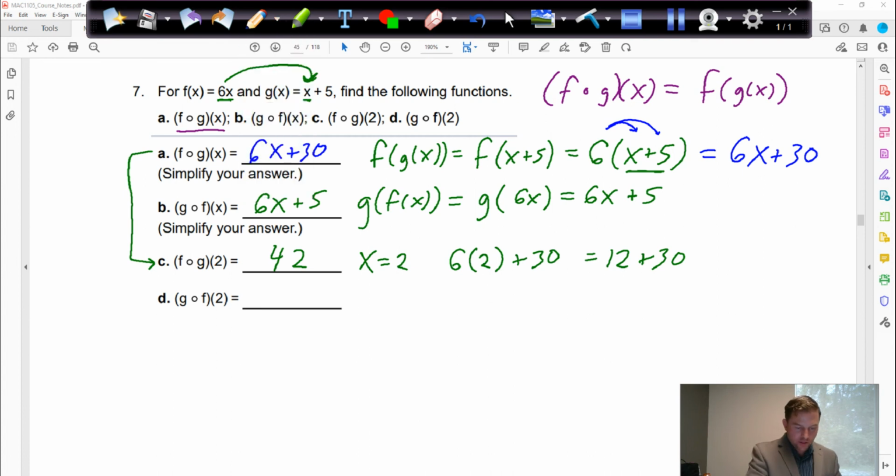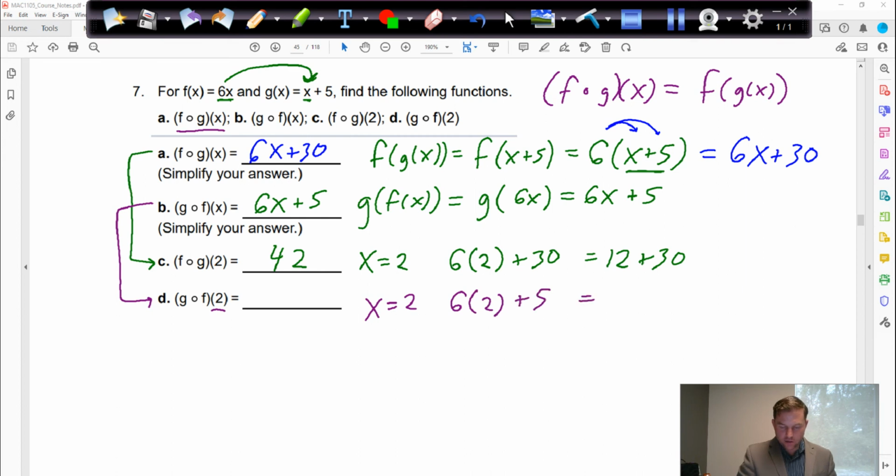Last one is going to use this answer here. And again, x equal to 2, because of this right here. So it says take 6x plus 5, but replace x with 2 again. So it's going to be 12 plus 5, which is 17. And that would be composite functions with letters, so we have equations, or with replacing x with a number.